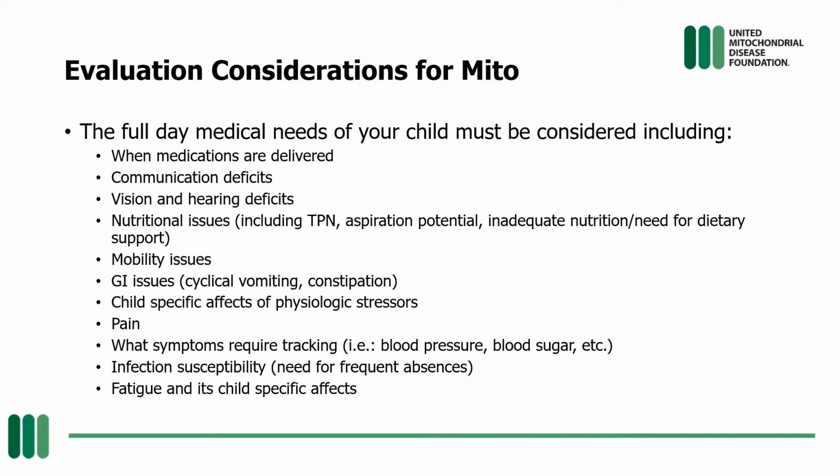So what symptoms do you require tracking? Do you track blood pressure, blood sugar? It can be weight for some children. And these are all things that need to be considered. Infection susceptibility, or the need for frequent absences. As we all know, after all these years with COVID, illness happens and our children are more susceptible. So what do we need to do to protect them during a time of a high COVID rate or influenza outbreak? Are they going to get every single cold that goes around, every single stomach bug?